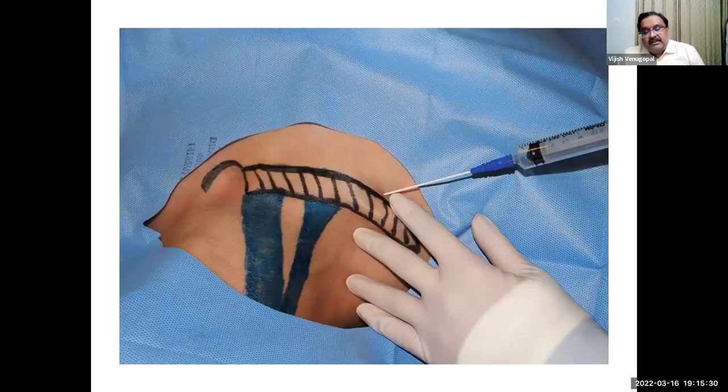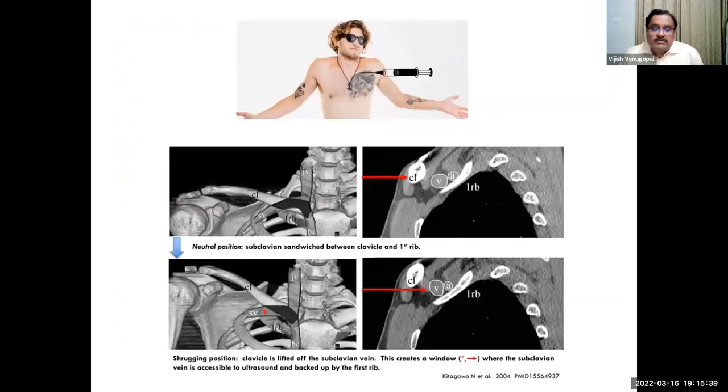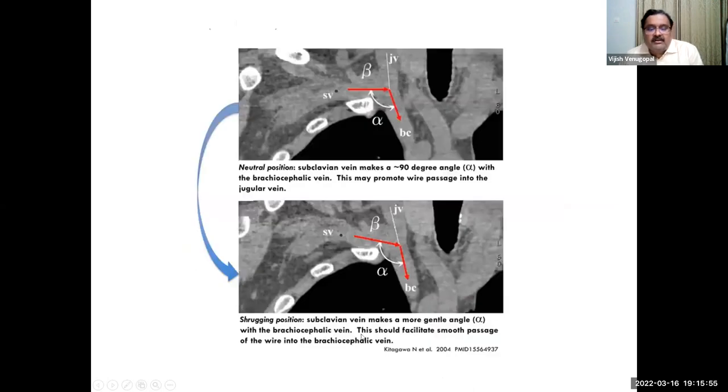Similarly, you can use the subclavian vein for cannulation, and it can be both the supraclavicular or the infraclavicular approach. In the infraclavicular approach, you can use the subclavian shrug technique, where you can ask the patient to shrug the shoulders. In the shrugging, what happens is the clavicle is lifted off the subclavian vein, which creates a window, and the vein is accessible to ultrasound. Similarly, the shrugging also helps in making a more gentle angle with the brachiocephalic vein, and this should facilitate smooth passage of the wire into the brachiocephalic vein.